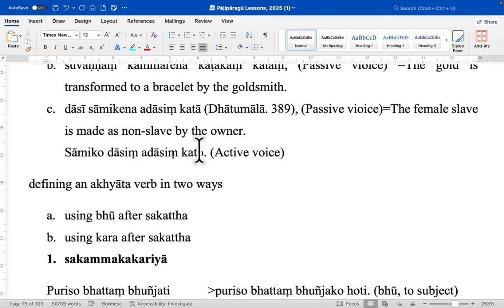No, we have to change the case ending of the other words. We cannot just say it like that. So now it becomes samikasa. Dasiya, sorry, Dasiya. Dasiya is the infinitive case. Then what about the word adase? Does adase still stay the same? So that we need another subject who sees, right?